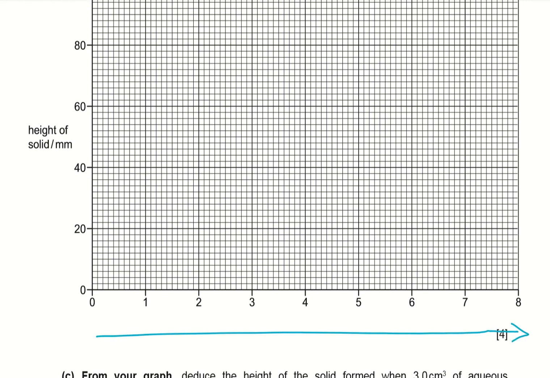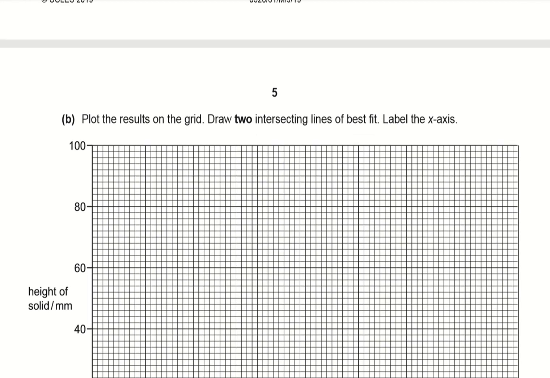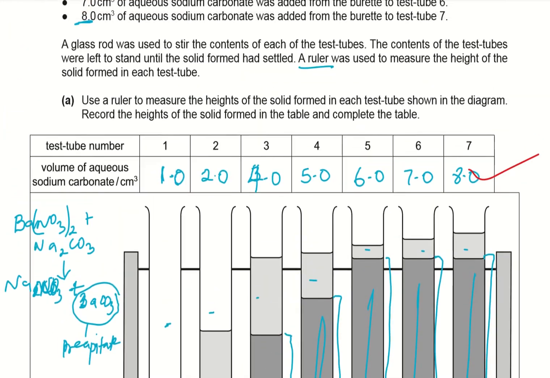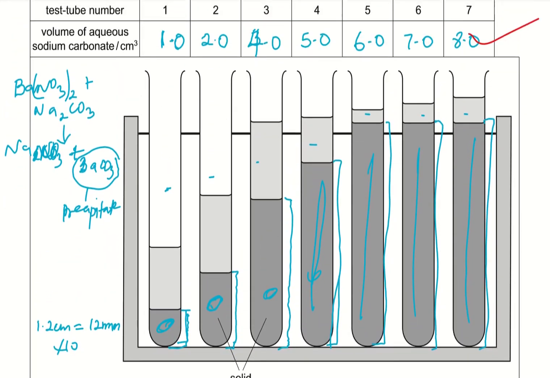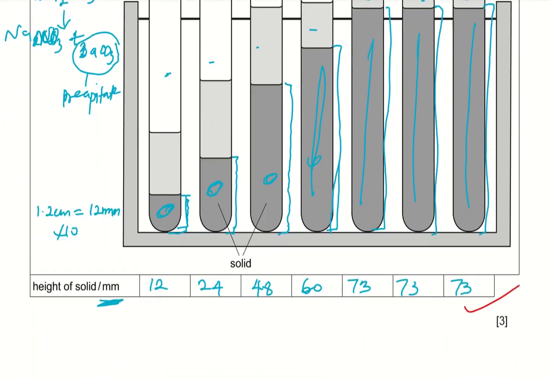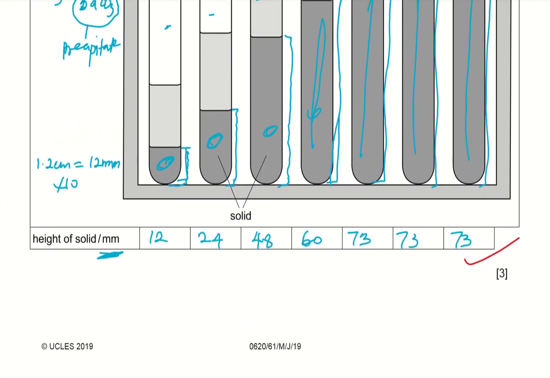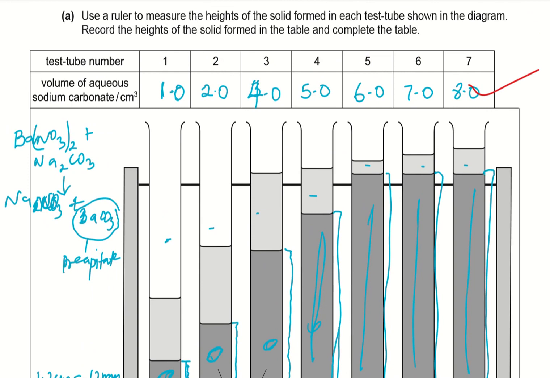So what should our label be? That should be the volume of sodium carbonate added in centimeter cubed. Okay, volume of sodium carbonate added in centimeter cube. So let's plot the graph. You're plotting the graph of volume of sodium carbonate in cm cube against height. Okay, against height.